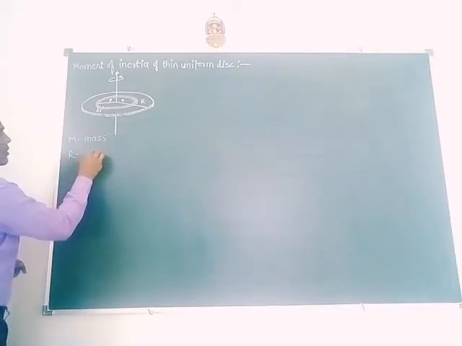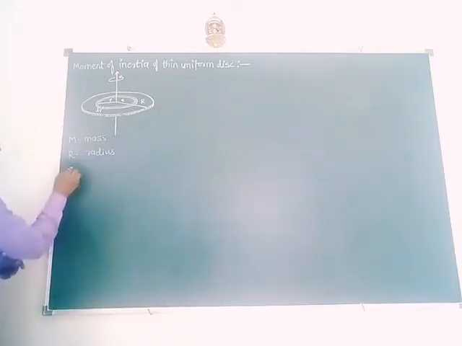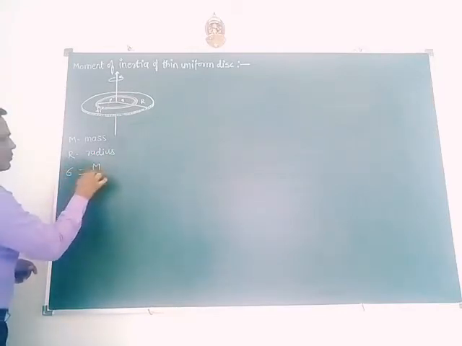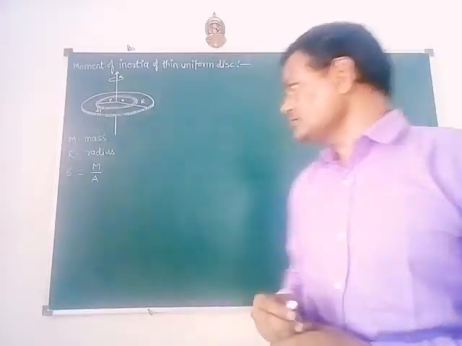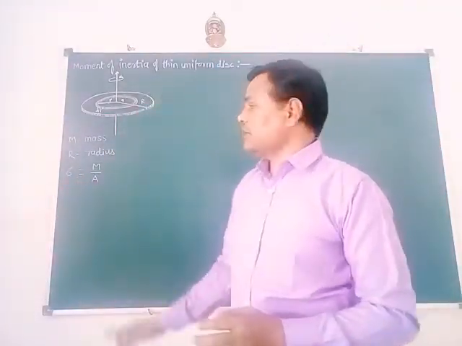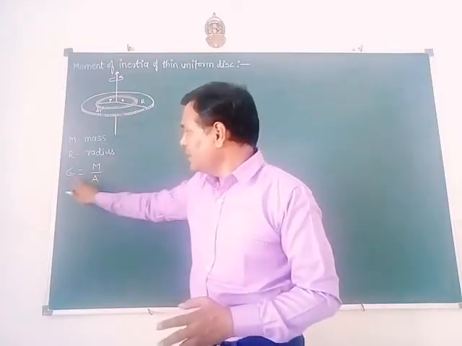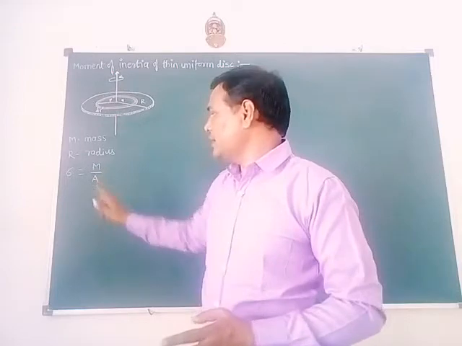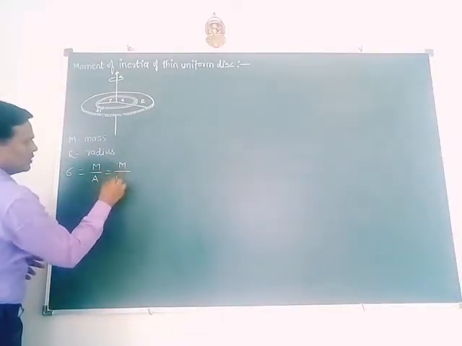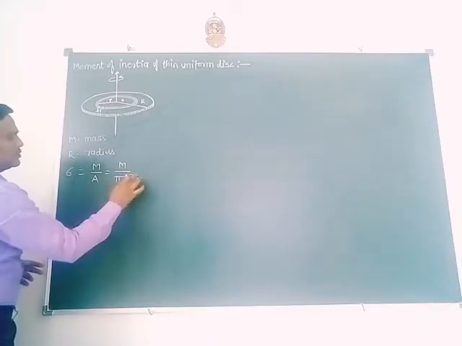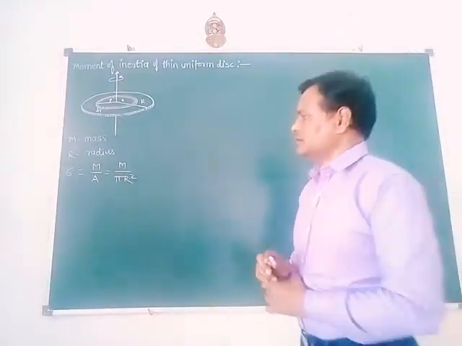First of all, we have to consider capital M as the mass of the disc, capital R as the radius of the disc, and sigma equal to capital M by capital A. It is the mass per unit area of the disc. It can also be written as capital M divided by pi capital R square, where pi R square is the area of cross section of the circular disc.